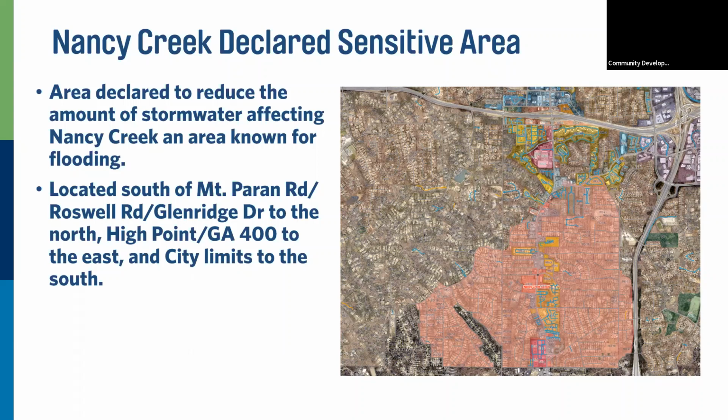For those of you that may or may not be familiar, Nancy Creek runs along the bottom portion of the city limits, but all of this area drains into those tributaries and eventually into the river, causing localized flooding in situations where we had to take a more proactive approach. As you see on screen, it defines where it is. You can see it graphically. If you go on our GIS, it is an observable layer, so it gives you an idea if your property is in or outside of the Nancy Creek sensitive area.